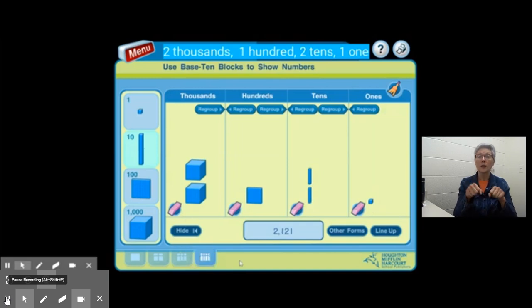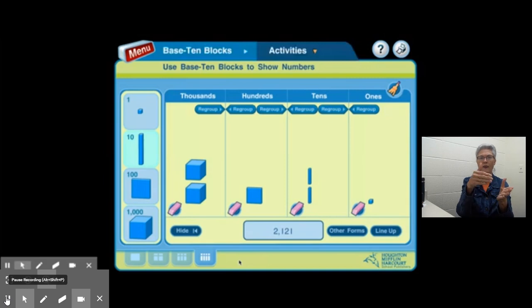We can regroup in order to represent 2,121 in a different way. I'm going to start by regrouping one of the thousands. When I regroup 1,000, I can turn it into 10 hundreds. So 1,000 is the same thing as saying 10 hundreds. And we can show that here.